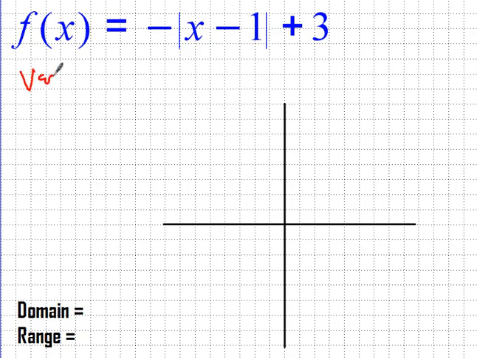All right, my vertex, again, we know it's (h, k), so that means my vertex is going to be +1 because it's the opposite of the inside, and +3. 1, 1, 2, 3, bam.